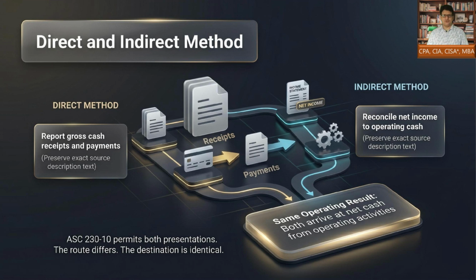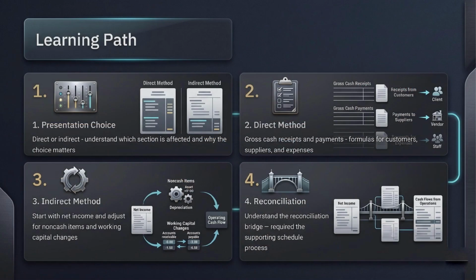The direct method shows gross cash receipts and payments, while the indirect method starts with net income and reconciles it to operating cash. Think of it like two roads to the same exam answer. One road shows every turn, the other starts from the final profit number and works backward to cash. And yes, accounting loves giving us two valid ways to reach one number because one method was clearly not enough entertainment.